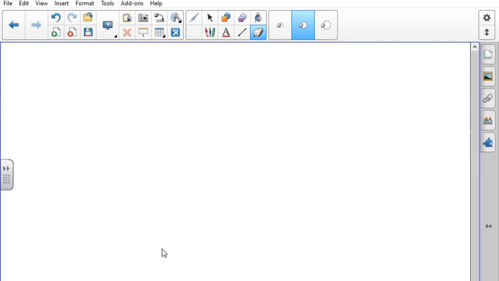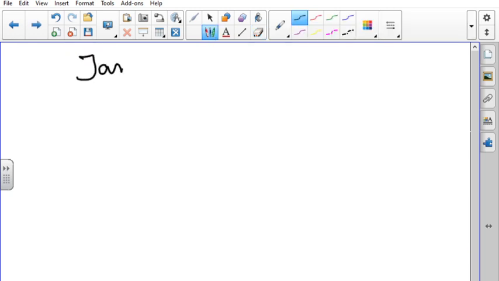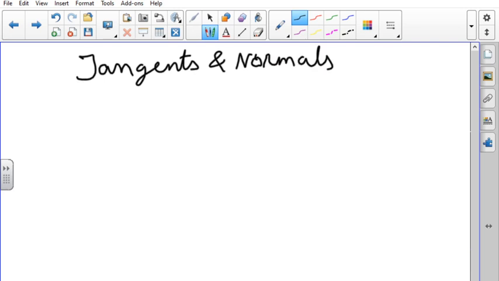Good morning students. We are going to continue with tangents and normals. So what are tangents? A tangent is a straight line which touches a curve at only one point. And what is a normal? A normal is a straight line which is perpendicular to the tangent and passing through the point of contact.